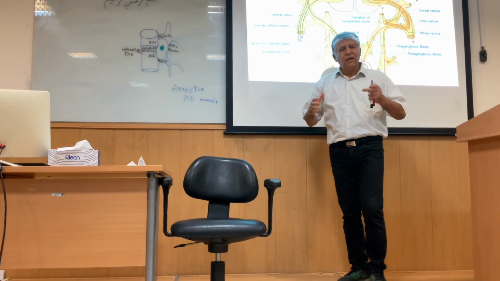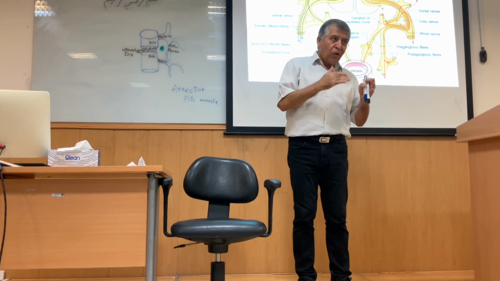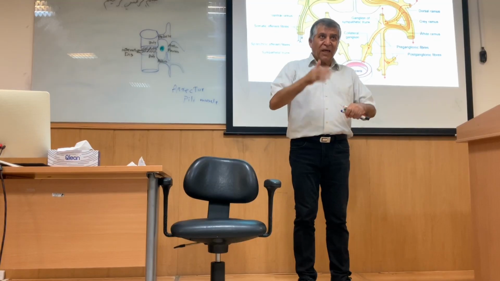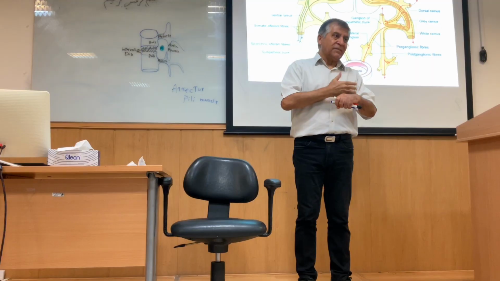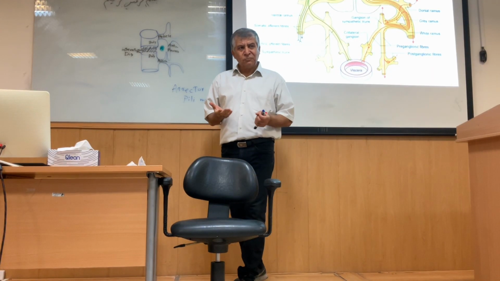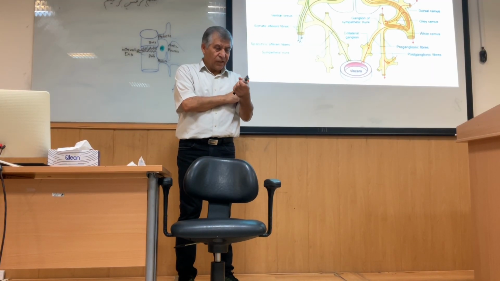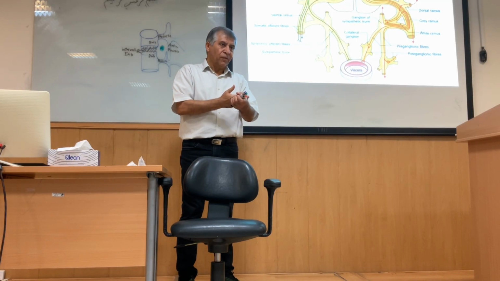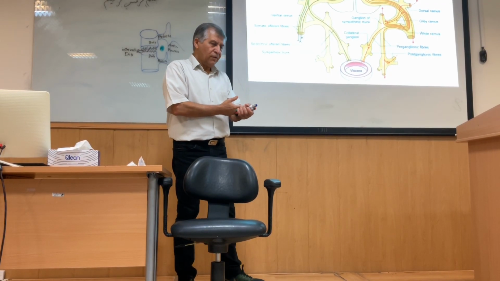What is somatic? Visceral were sympathetic and parasympathetic. What is somatic? Somatic nerve innervates skin and musculoskeletal system. What is musculoskeletal system? Muscle, voluntary muscle, okay, tendon, and bone. All of them as a whole is called musculoskeletal.